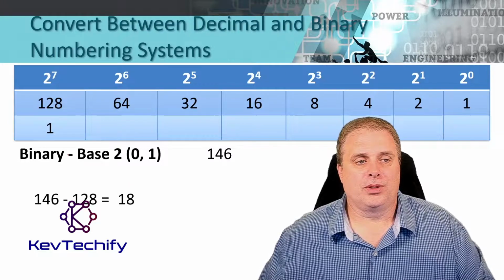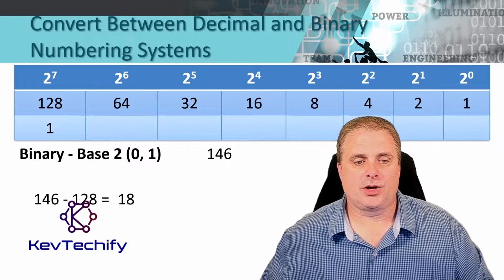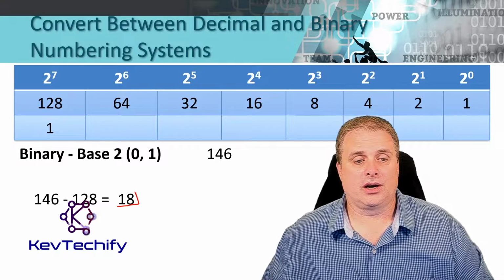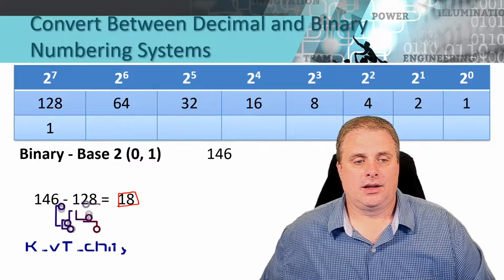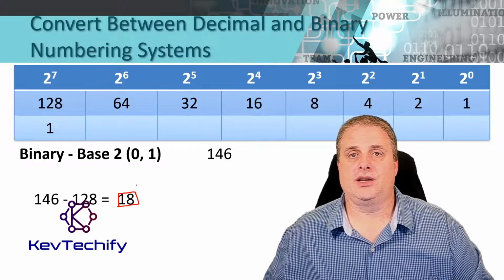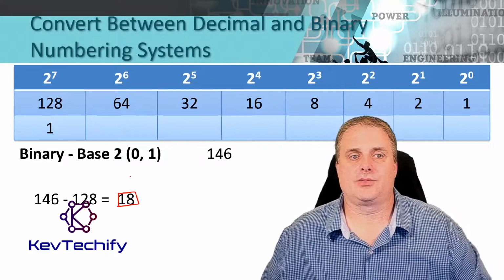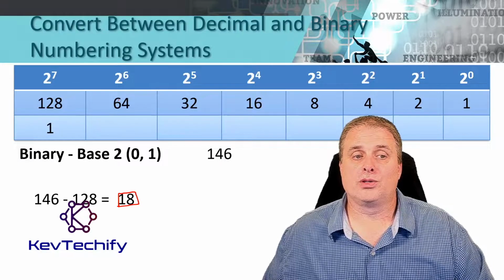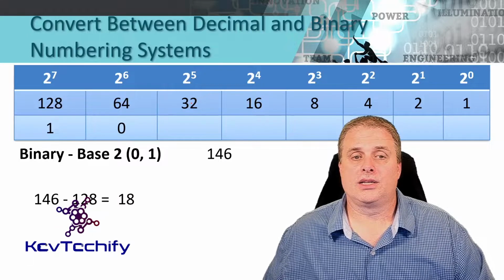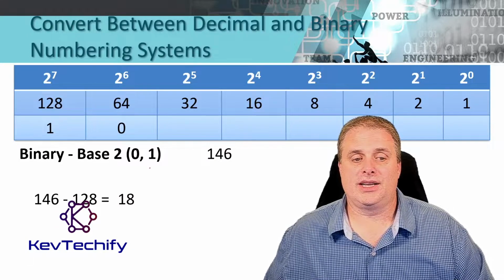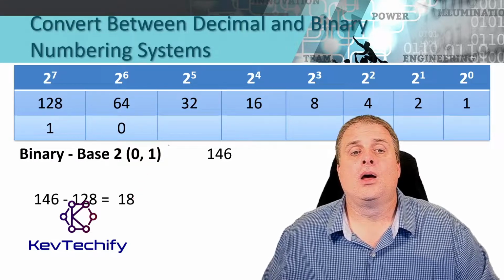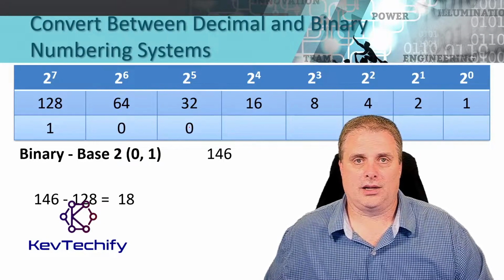Now, I put the 1 in the 128 column, I did my subtraction, and now I repeat the same questions again, but I use the value of 18. Using the value of 18, can I take the positional value of 64 out of 18? No, 64 is bigger than 18. I cannot subtract that. What I have to do now is put a 0 in the 64 column. Go on to the next column, 32. Can I take a 32 out of 18? Nope, 32 is too big. We cannot take that out. Put another 0 here in the 32 column.